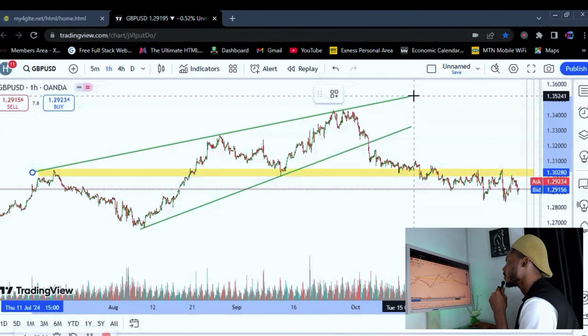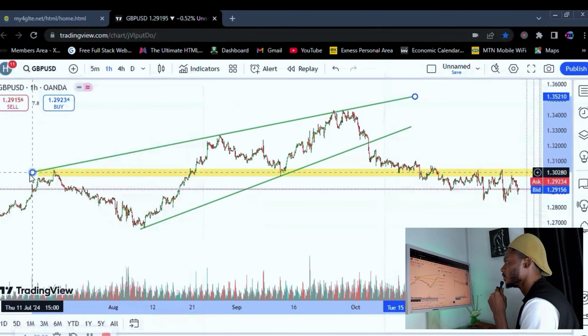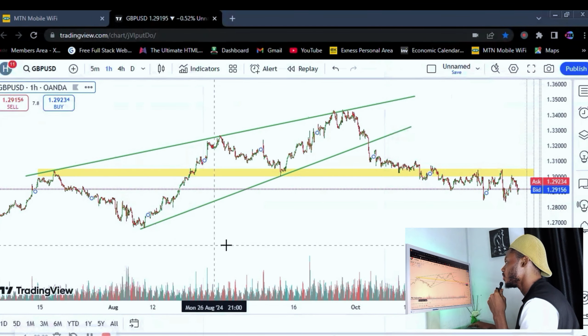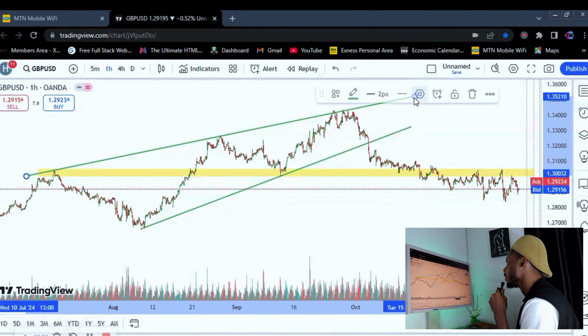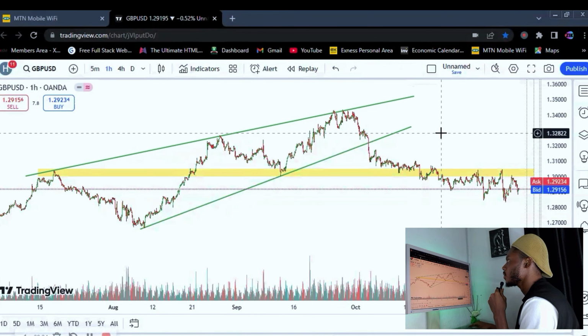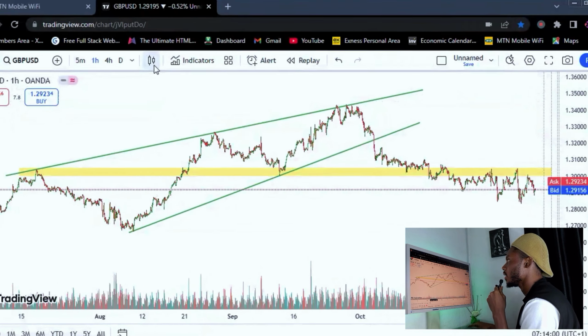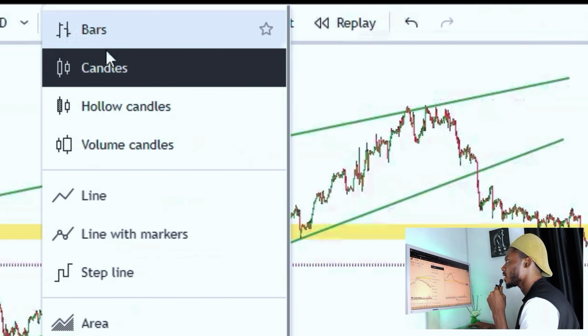Now we'll start from the basics and gradually advance to the professional mode. That way, by the end of the video, you should be able to replicate the same thing on your chart. Okay, so we have three major types of charts, and that is the bar chart, the candlestick chart, and the line chart. So let's begin with the line chart.